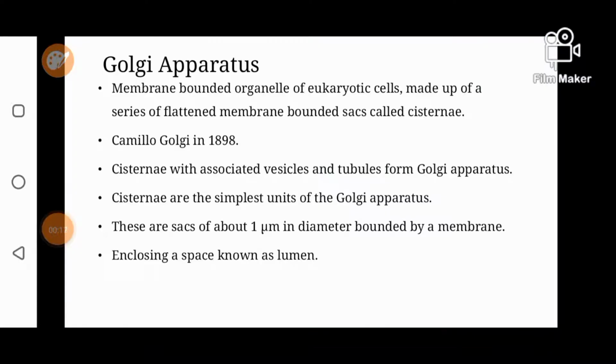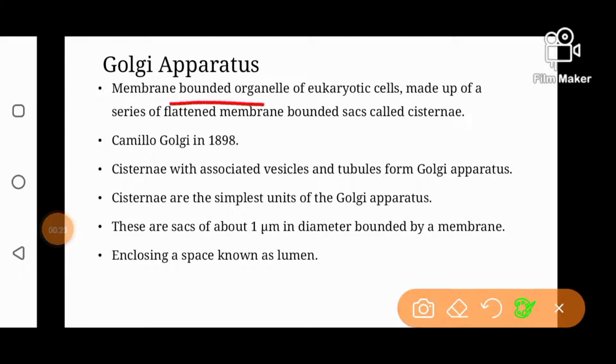What is Golgi apparatus? Golgi apparatus is a membrane bounded organelle found in eukaryotic cells and it is made of a series of flattened membrane bounded sacs known as cisternae. So actually Golgi apparatus is a stack of membrane bounded flattened sacs known as cisternae. So we can call cisternae the simplest units of Golgi apparatus.